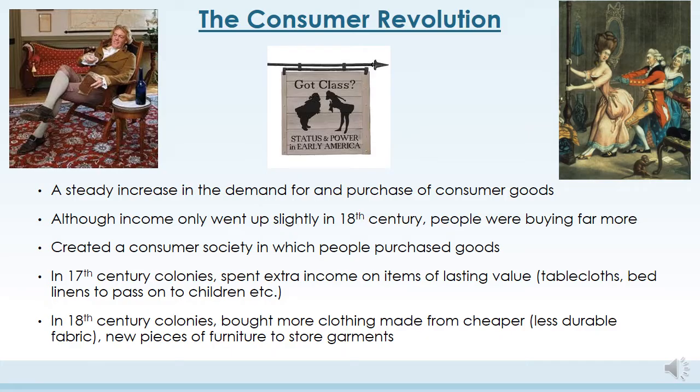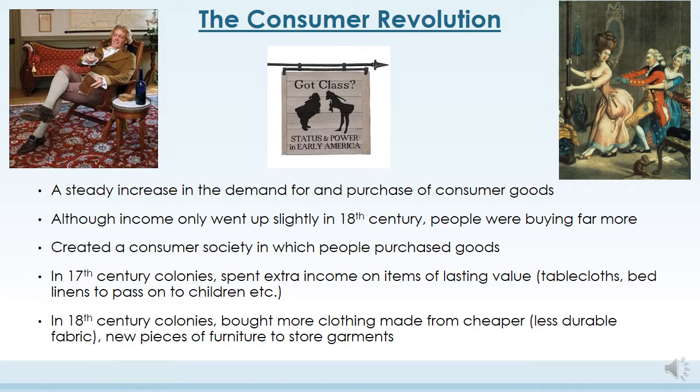And if you compare this to the picture above, you see a man reclining in a chair with a table next to him, and he's got glasses, and he's drinking obviously something, and he's got a nice couch behind him and a nice patterned rug underneath him, and you see paintings along the walls as well, and that the walls have been painted. So they're spending this extra income on items of lasting value, like tablecloths and bed linens that they'll pass on to their children, and that can even become a part of a woman's dowry.